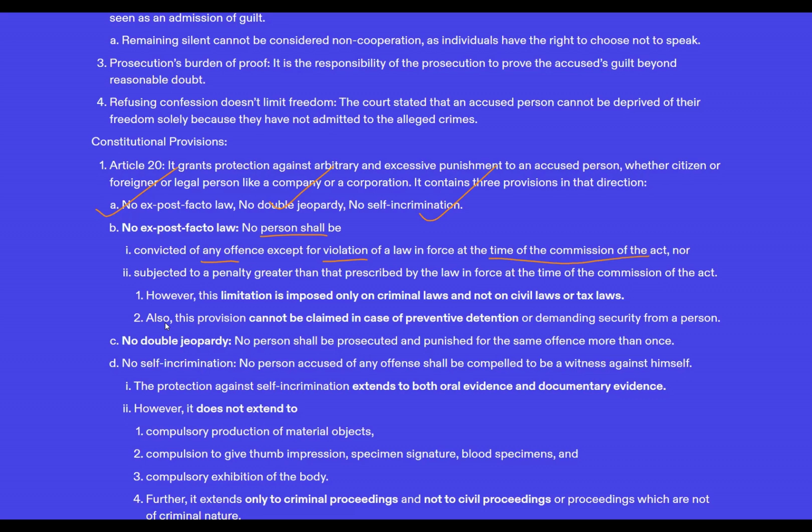So, let's take an example. Suppose somebody committed an act in 2024 for which there was no law in force. Now, suppose in 2026, the government formulates a law on that particular act where a punishment is granted for 7 years or more. Now, can that person be punished for the crime committed in 2024? The answer is no. He cannot be punished for the crime committed in 2024. That is what is meant by ex post facto law.